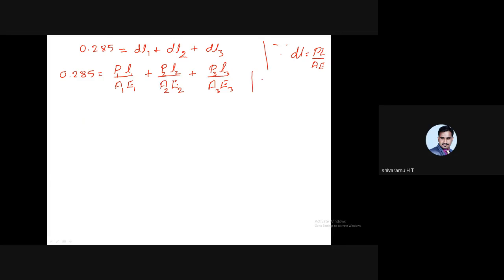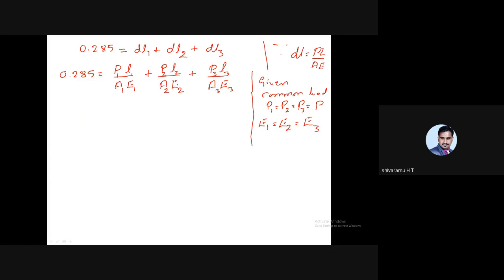But here the given is a common load, so P1 is equal to P2 is equal to P3 is equal to P, and it is made with the same material. It is not stated that the sections are made with different materials, so we can take E1 is equal to E2 is equal to E3.